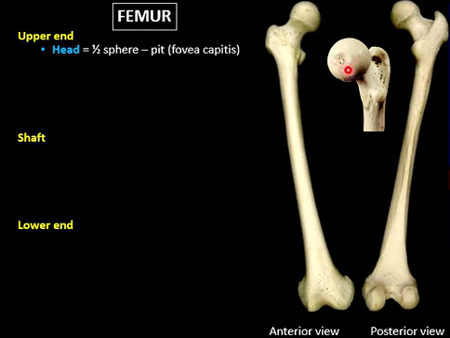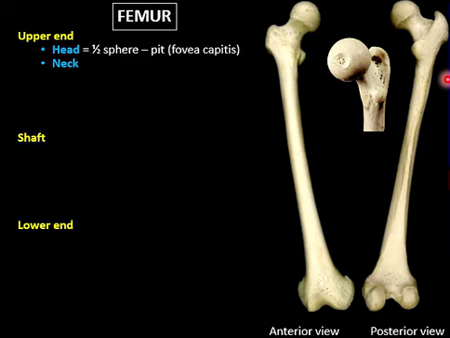It has a depression or a pit called the fovea capitis. It's for attachment of a ligament that carries blood supply to the head. It's called round ligament or ligamentum teres of the head. Following the head, this long span is the neck. It's not just a constriction, it's long here. That's why this joint is strong and gives a very good range of movement.